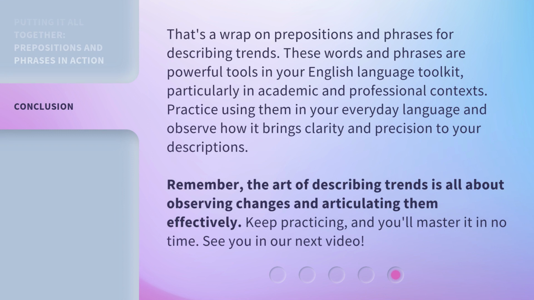That's a wrap on prepositions and phrases for describing trends. These words and phrases are powerful tools in your English language toolkit, particularly in academic and professional contexts. Practice using them in your everyday language and observe how it brings clarity and precision to your descriptions. Remember, the art of describing trends is all about observing changes and articulating them effectively. Keep practicing, and you'll master it in no time.